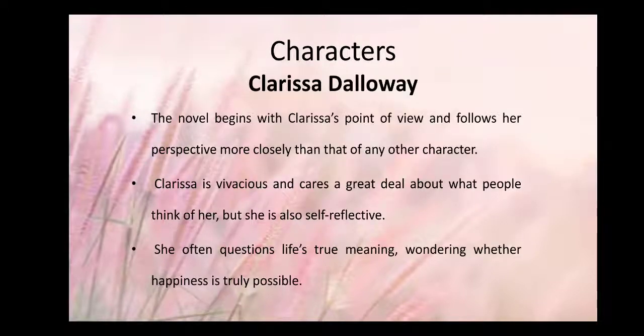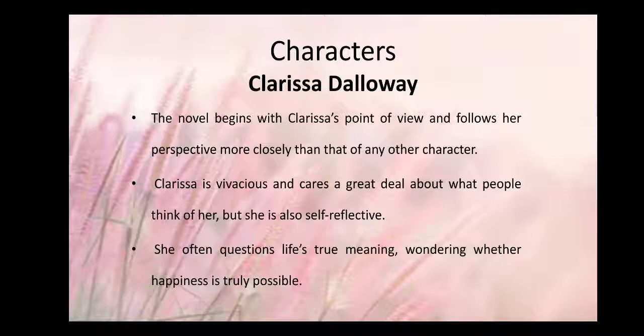Now, before we proceed with the main story, plot, the themes and other details of the novel, it's imperative to know the main characters of the novel. So the first prominent character, the protagonist of the novel, is Clarissa Dalloway, whom we know as Mrs. Dalloway. The novel begins with Clarissa's point of view and follows her perspective more closely than that of any other character. Like we see, she prepares for the party which she is going to give that evening. She's throwing a party that evening in which the novel opens.